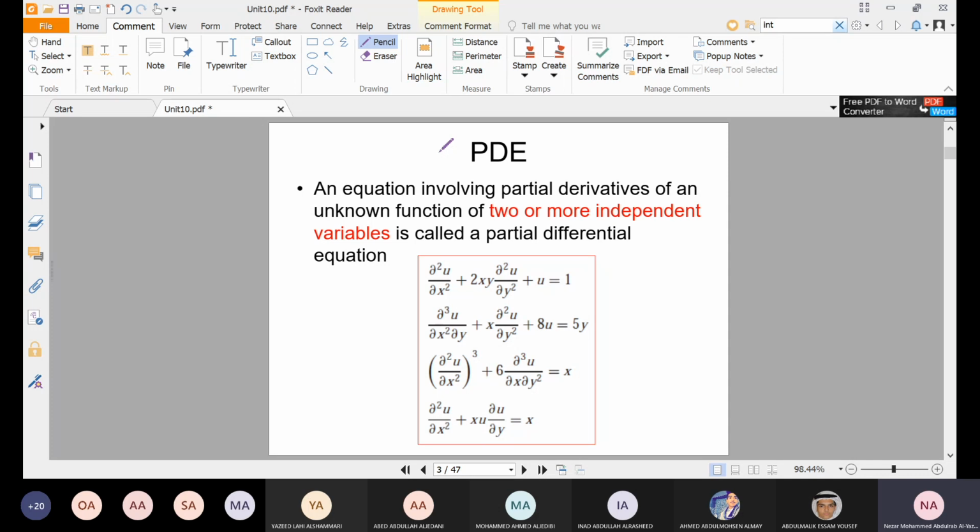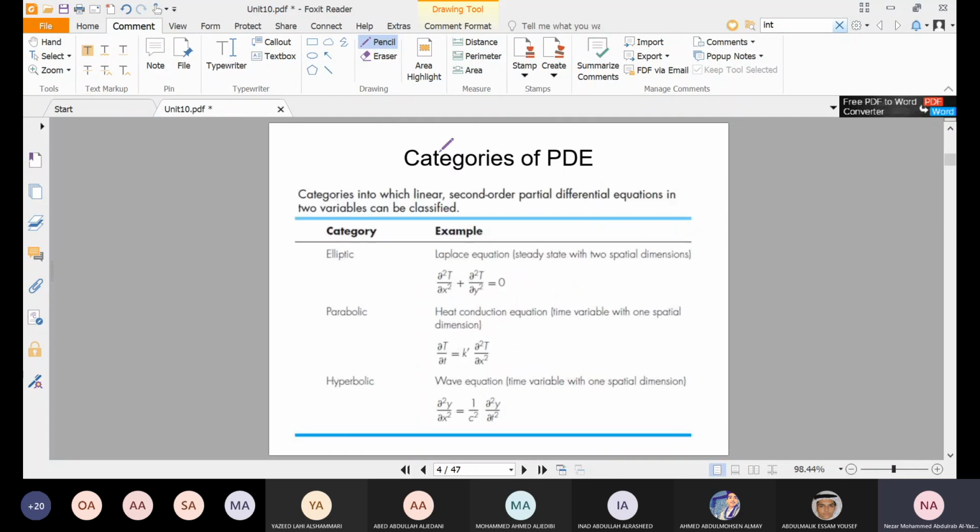So in this case, usually we have three types of equations that we want to define, or three classes of partial differential equations. Elliptic equations, and an example of an elliptic equation is the Laplace equation. This type of equation does not include any derivative with respect to time.